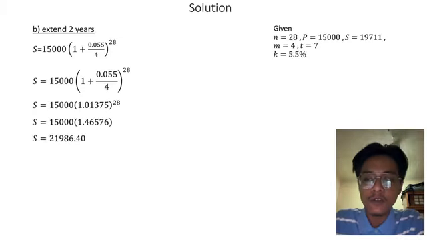Answer for question 3C. Our final amount is RM 21,986 and 10 cents. RM 15,000 was the original amount invested, the principal, and the remaining RM 6,986 and 10 cents is the interest earned from compounding at 5.5% per year, compounded quarterly over 7 years.